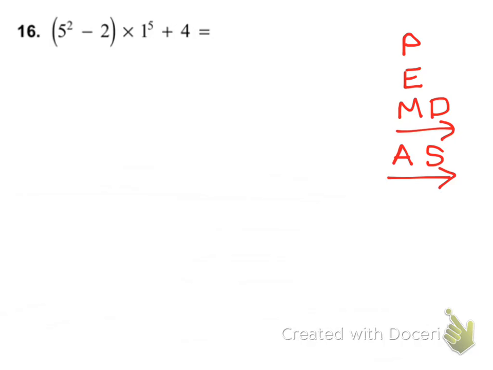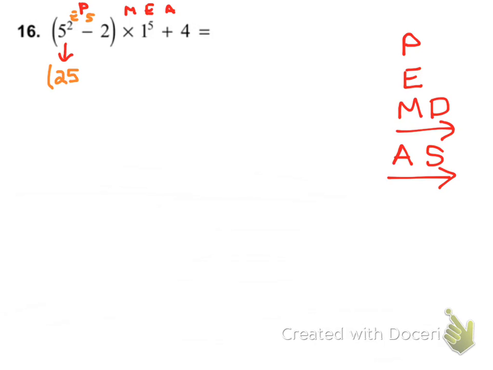So looking at this problem, the first thing we're going to want to do is start off with 5 squared. The reason that I picked 5 squared was we have parentheses. So we have a group of parentheses, we have a multiplication, an exponent, and addition. Okay, from there we're going to start within the parentheses. Within the parentheses we have two different things. We have exponents and subtraction. Okay, so we're going to do the exponent first. 5 squared is 25. It means 5 times 5.